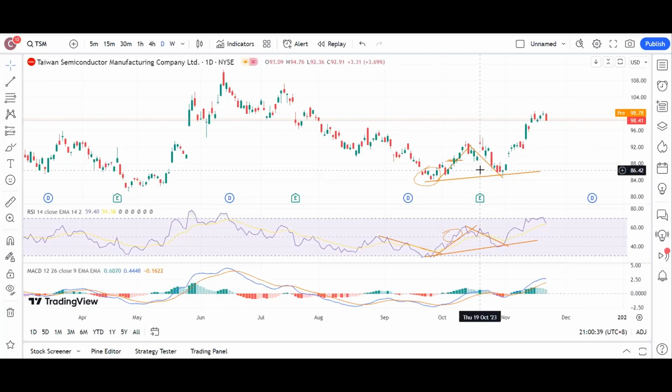But solely because this is on RSI and MACD, so now with this scenario, we look into MACD. I don't know if it's confusing.